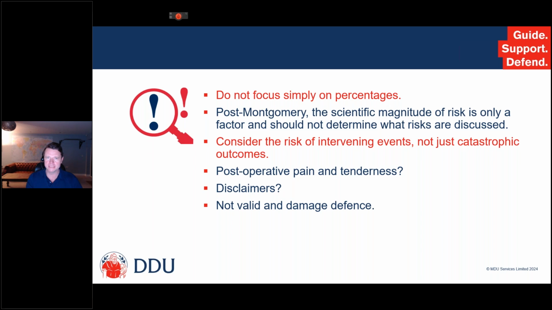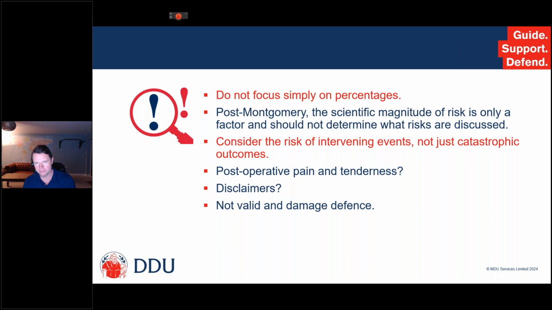Not focusing on percentages. This was something that came out of the Montgomery judgment, that the scientific magnitude of risk is only a factor and shouldn't determine what risks are discussed. So we shouldn't focus too much on percentages that we've read in studies as to whether or not we consider this qualifies as a risk that needs to be discussed with the patient.